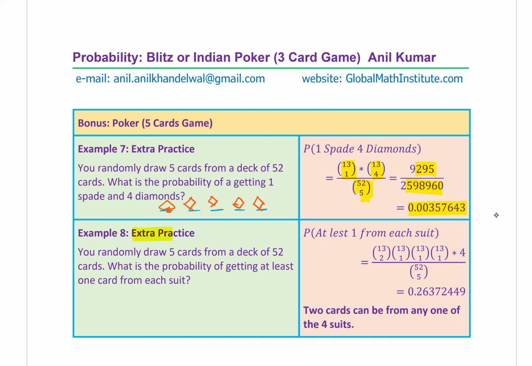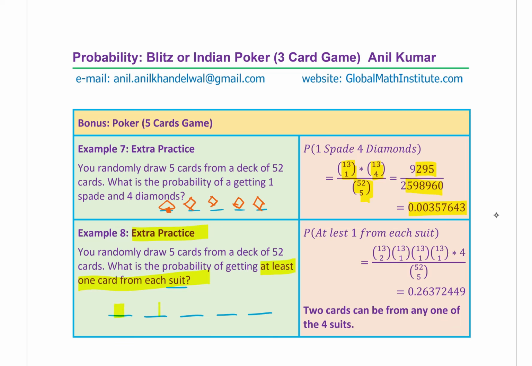Now here is another question where we are dealing with a very important case, which says, you randomly draw 5 cards from a deck of 52 cards. What is the probability of getting at least 1 card from each suit? You know there are 4 suits, right? So that means 2 cards will be of the same suit, right? That is what it is. So that's how it is.